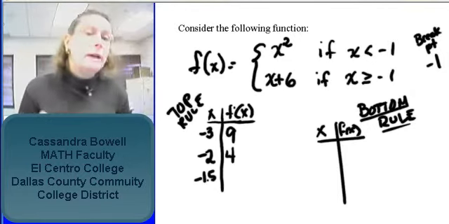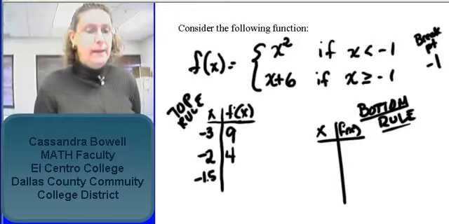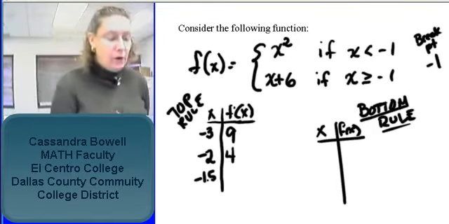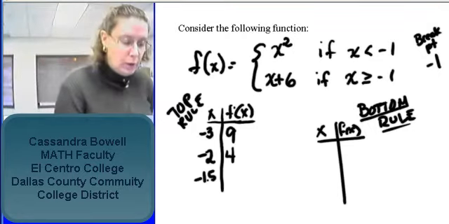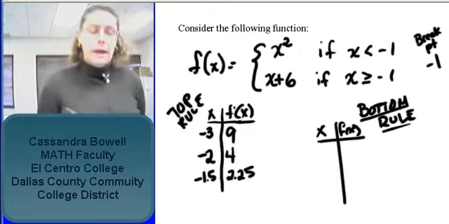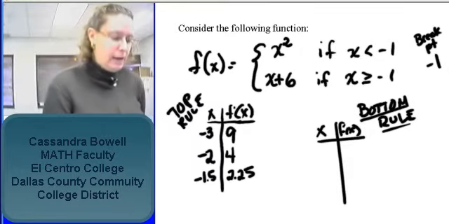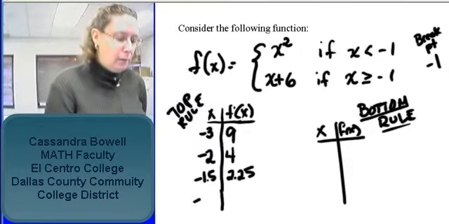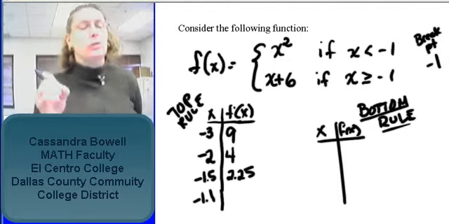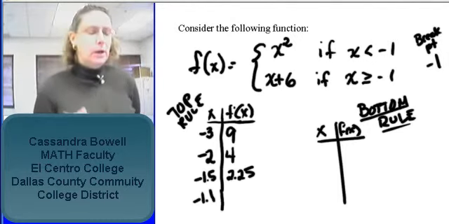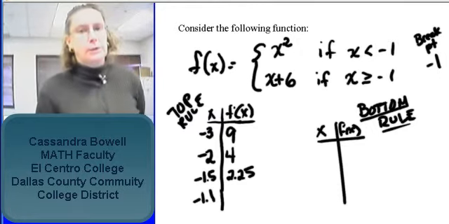If x is -1.5, that's still a number that's less than -1. Okay? So if it's less than -1, I can put it over here on my top rule. So -1.5 squared would be 2.25. Okay? What's another number that's close to -1 that's not exactly equal to it? Well, how about -1.1? That's only 1/10 away from -1, but it's still less than -1. So we still use the top rule there. That's very important. We can get really close to -1, as close as we want to, but -1 itself bumps us over to the bottom rule.